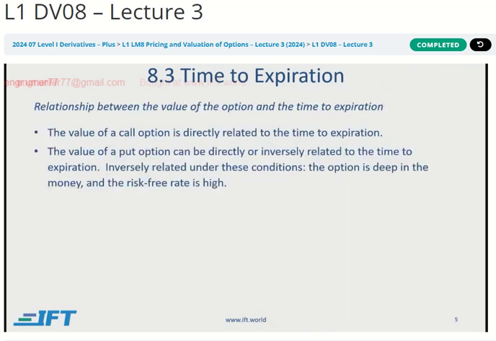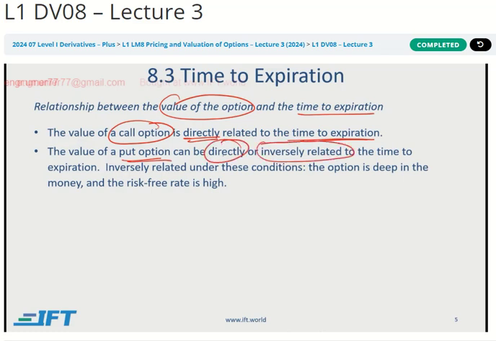So as far as the relationship between the value of the option and the time to expiration is concerned, for a call option it is simple, it is directly related. The higher the time to expiration, the higher the value of the call option. But for a put option, it can either be directly or inversely related depending on the situation. If the option is deep in the money and the risk-free rate is high, then it will be inversely related, otherwise it will be directly related.